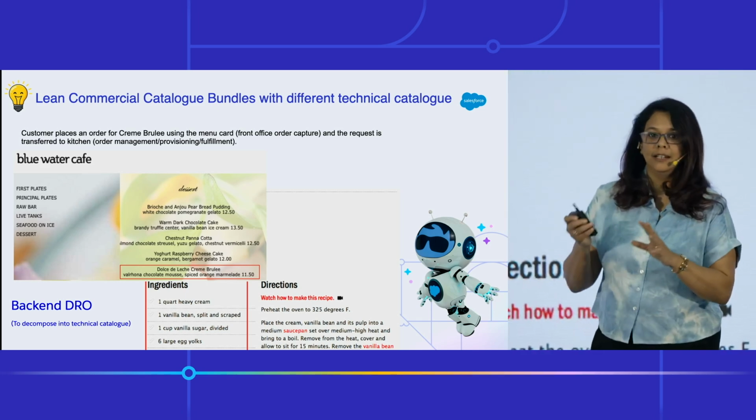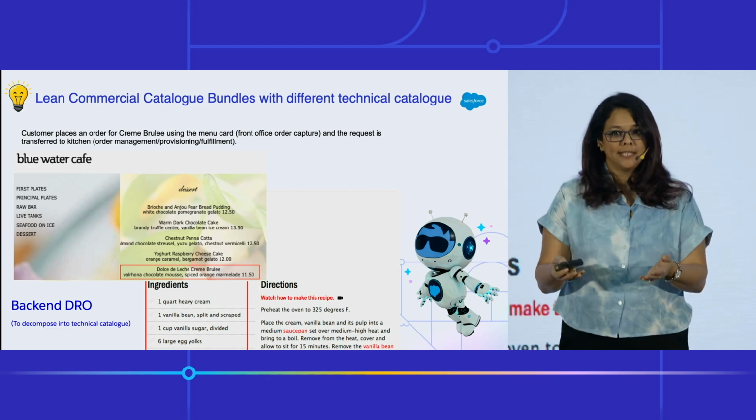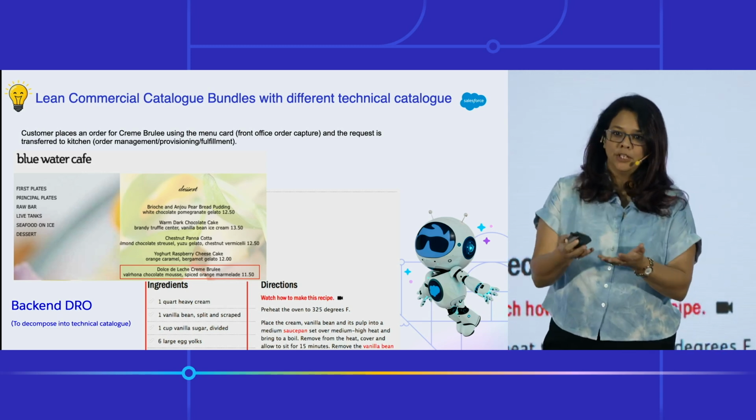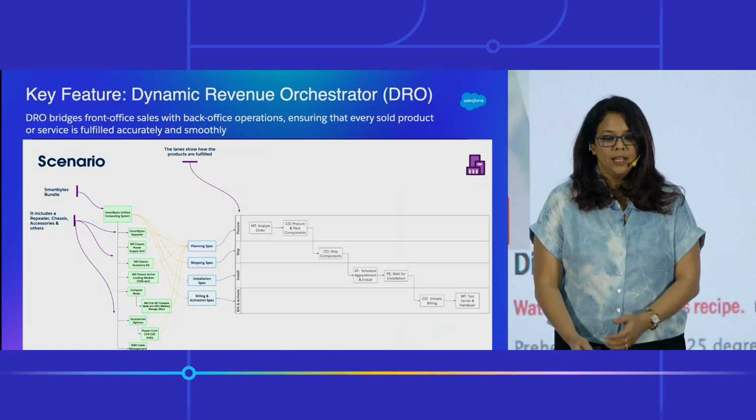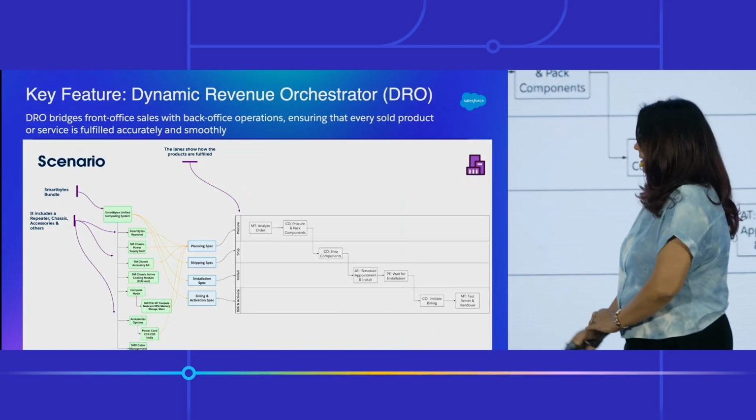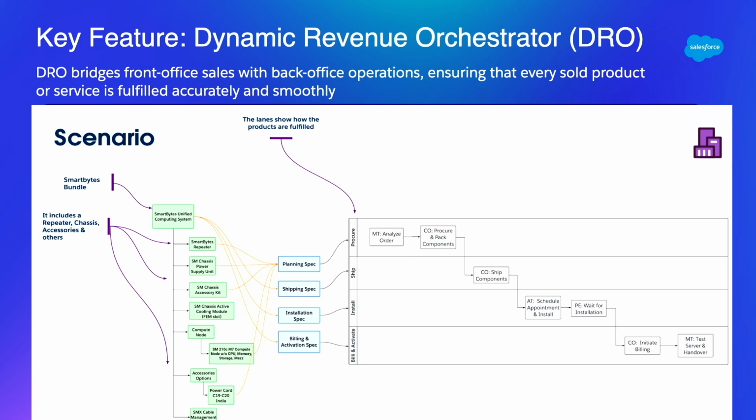So in the front end, what the salesperson sells should be a commercial product that you are selling. But in the back end, it is decomposed into various components. So for example, here, there are multiple bundles, but you see over the orchestration over here, where you can analyze the order, procure, and pack components. You can make a call out to your procurement and package components. Shipping components, you can put a call out for those, and you can do all those integrations, and then finally initiate the billing, right?